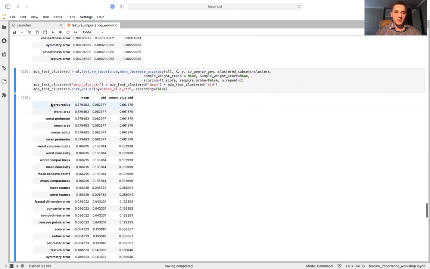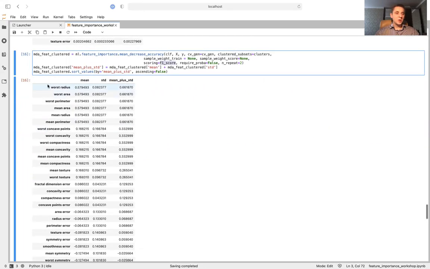So here, once more, we use the mean decrease accuracy function. We put clustered subsets as input to create clustered feature importance. We don't use sample weights here in our data set problem. We use number of repeats equal to 2, just not to wait too long for the function to calculate. But a good guideline is to use at least 20. Require proba equals false, and we use F1 score.